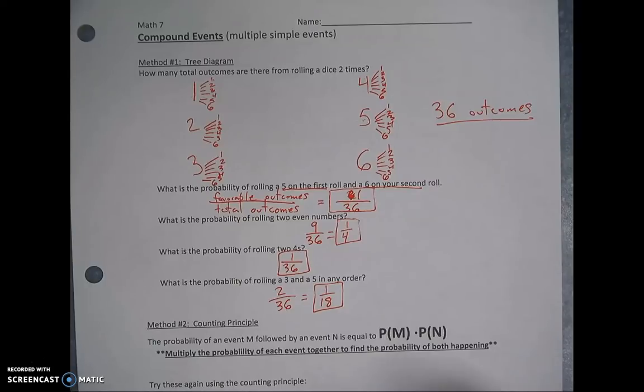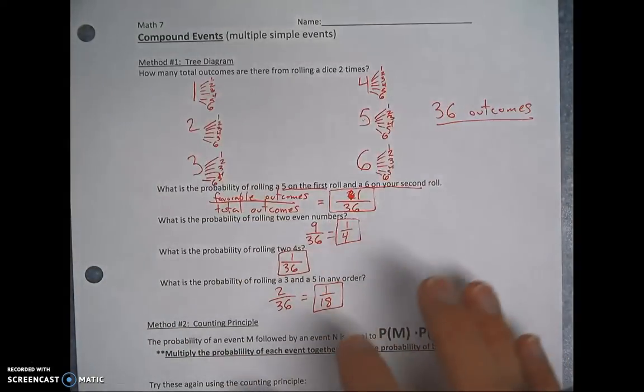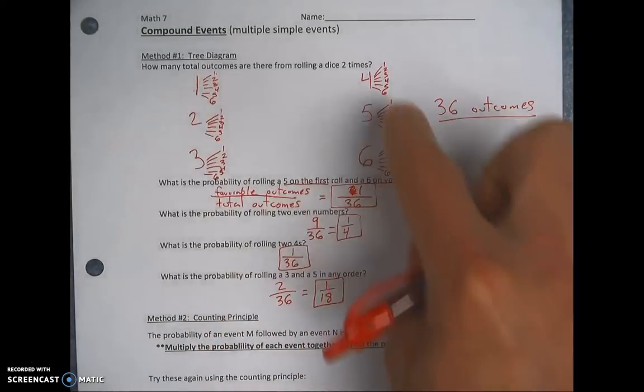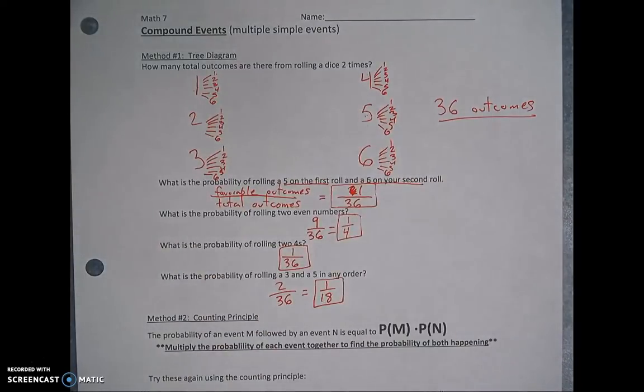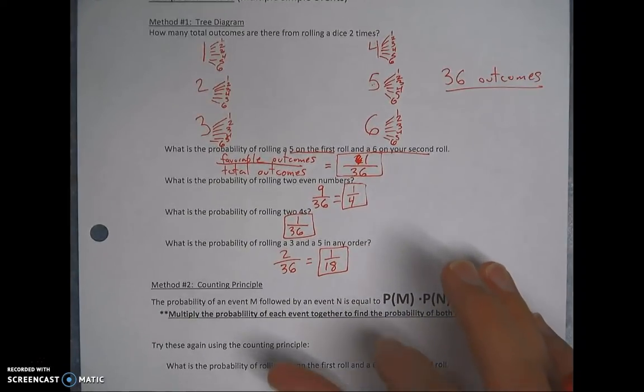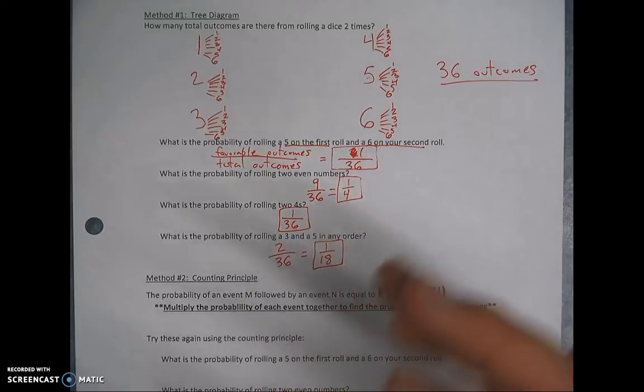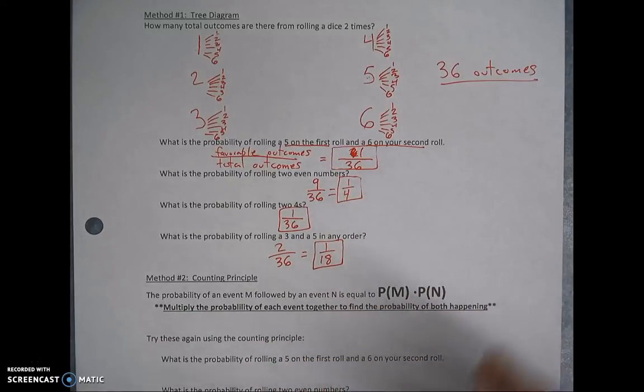Okay, so this is very helpful once you've got this tree diagram made, but sometimes making the diagram can be very time consuming. Okay, and there's another method that's much, much faster, but sometimes can be a little more complicated in terms of understanding. But once you've got it, it can be very fast.